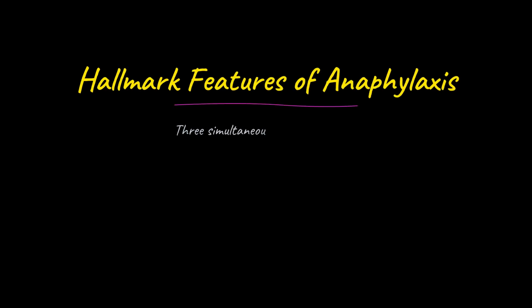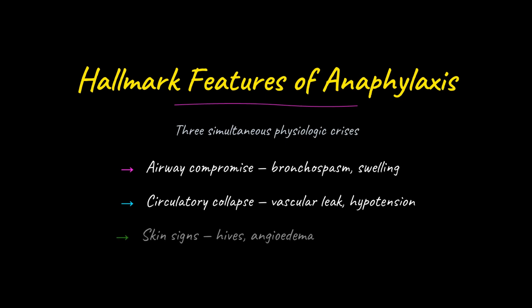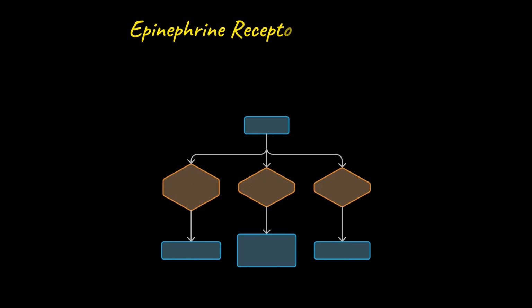Anaphylaxis is a rapidly developing, life-threatening systemic allergic reaction mediated by immunoglobulin E. Understanding why epinephrine works requires understanding exactly what goes wrong at the cellular level. Mast cells and basophils release histamine within minutes of antigen exposure, triggering 3 simultaneous crises: airway compromise, circulatory collapse, and skin manifestations. All 3 must be recognized together to diagnose anaphylaxis.